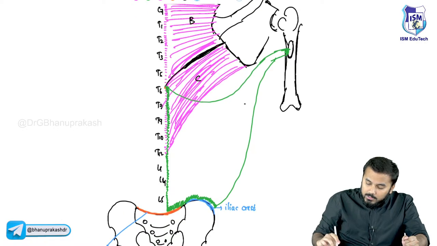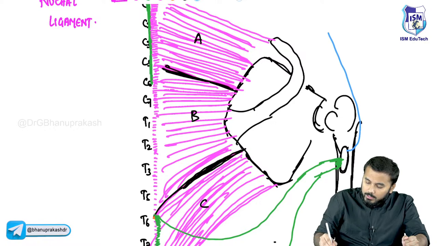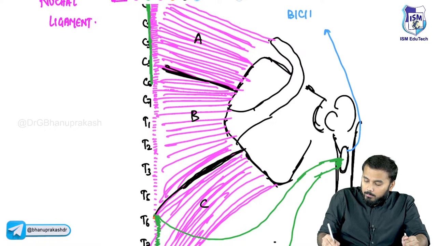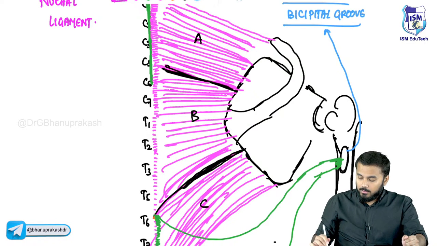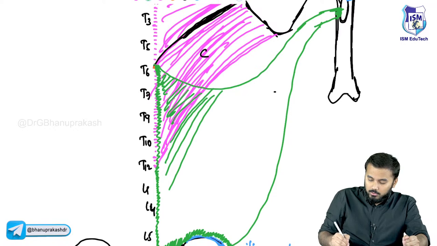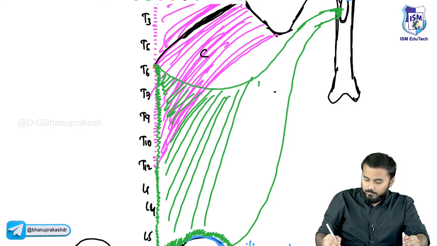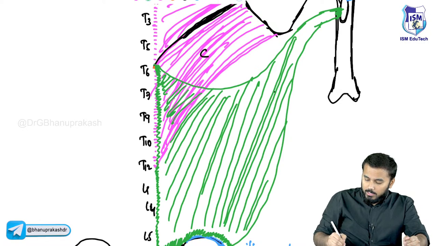Sir, what is the name of this groove? Once again, the name of this particular groove is the bicipital groove. So it is attaching to the bicipital groove. So this is the entire length of the muscle, all the way. The muscle which I have drawn just now is your latissimus dorsi.